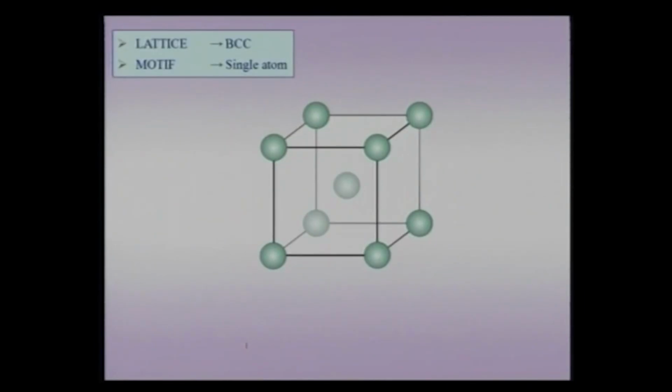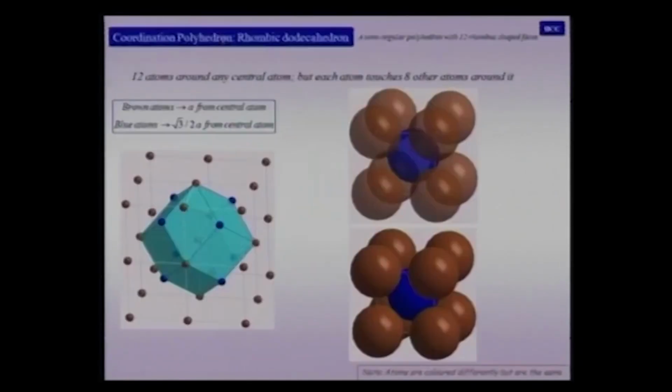In this case of course it is obvious that the lattice is BCC and all I have is a single atom decorating the BCC lattice. Now the coordination polyhedron for BCC is a different kind of polyhedron, and we have already encountered this polyhedron in the context of space filling. We saw that the cube is a regular solid which has space filling properties.